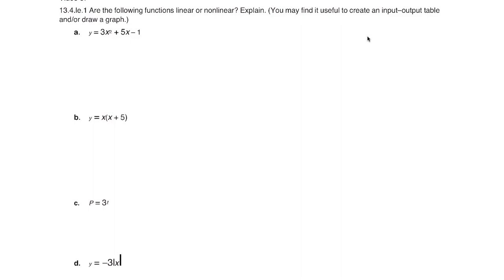We're going to look at materials from Section 4 and Chapter 13, determining whether functions are linear or nonlinear. As a suggestion, you may want to make an input and output table or draw a graph. I'm going to start with an input and output table. So my input followed by my output.